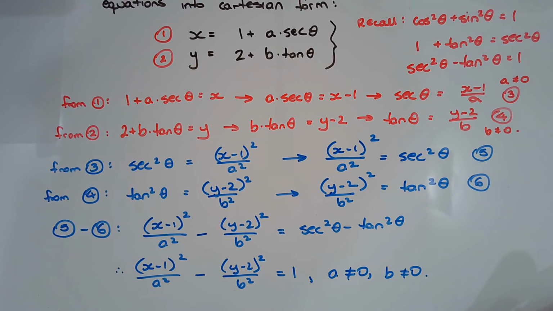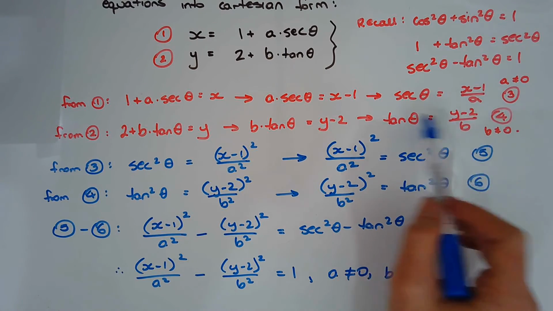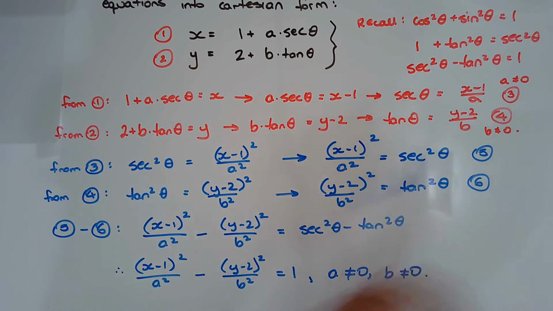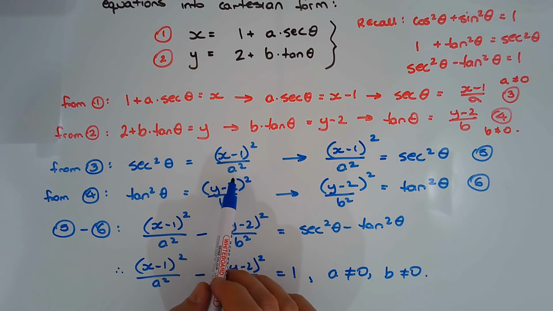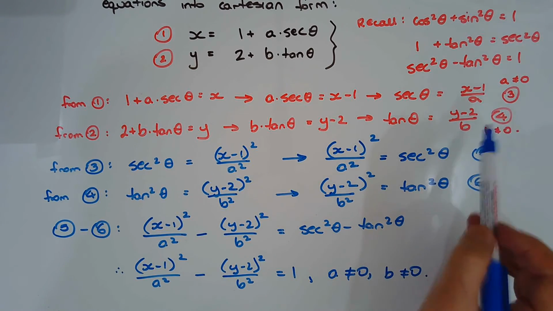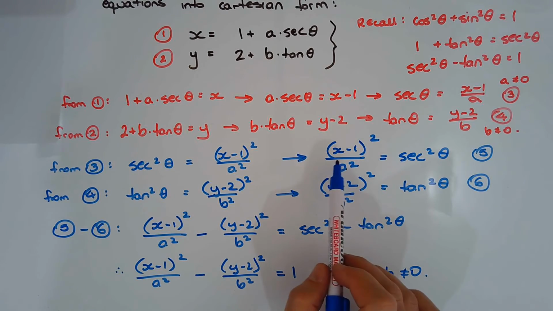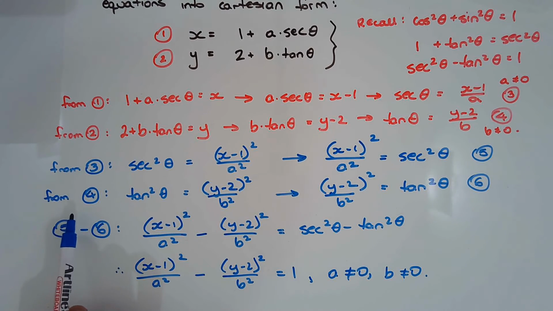I've written the second half of the solution in blue. Now from equation number 3, we need to square both sides. And likewise, we're going to do the same with equation number 4. So squaring both of these equations, from 3, sec squared theta equals x minus 1 all squared over a squared. With a on its own in the denominator of the fraction, I don't have to put it in brackets, I can just square it and leave it outside the brackets. Then I switched both sides around, so we end up with x minus 1 all squared over a squared equals sec squared theta. And likewise, equation number 4, we have tan squared theta is equal to y minus 2 all squared over b squared.